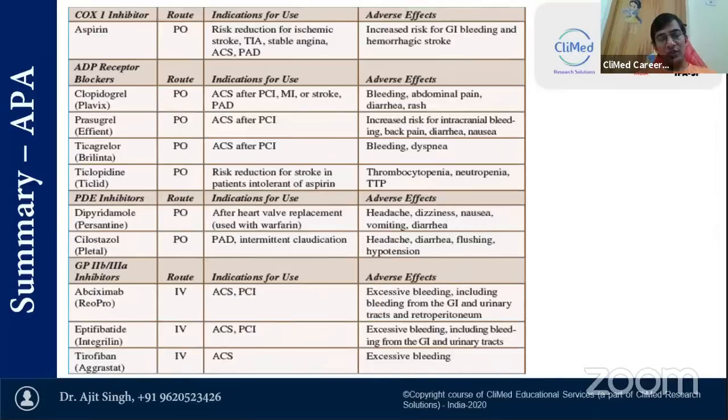And for GP2b3a inhibitors, excessive bleeding is the main adverse effect, including bleeding from the GI or urinary tract if we give a high dose of these drugs.